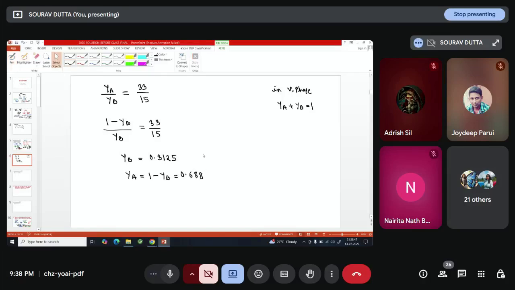So which option is the correct? A is 0.688 and B is 0.3125.